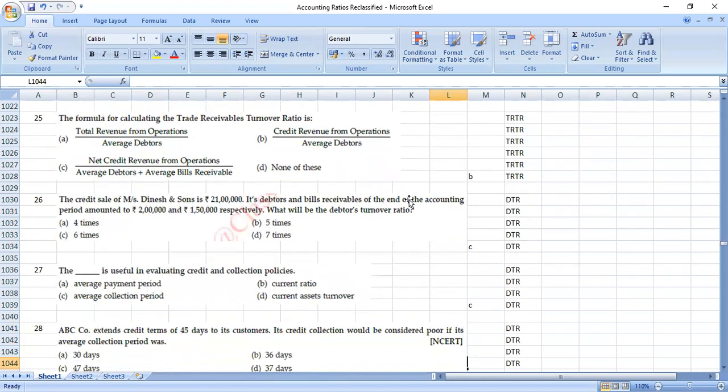The formula for calculating trade receivable turnover ratio is credit revenue divided by average debtors plus average bills receivable. This is more correct. This also sounds like correct, but this is more correct.